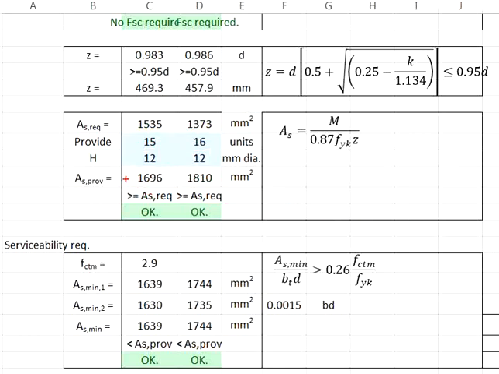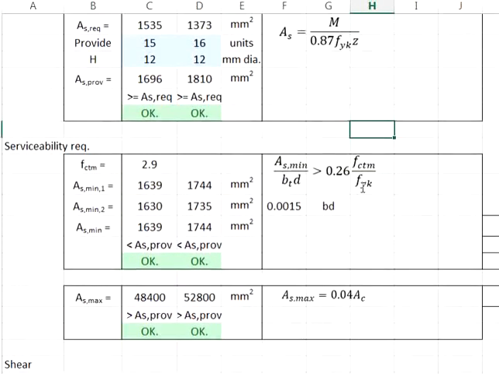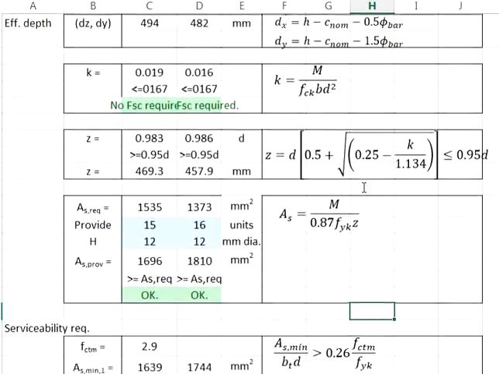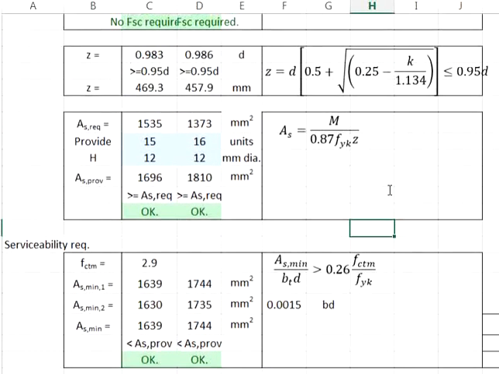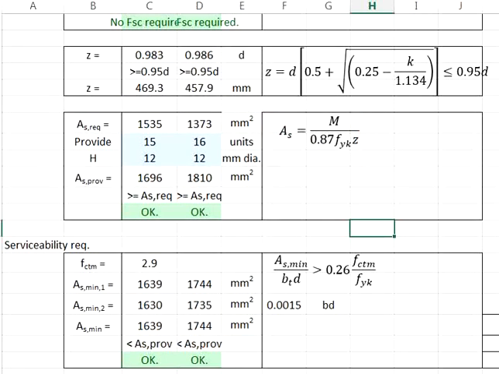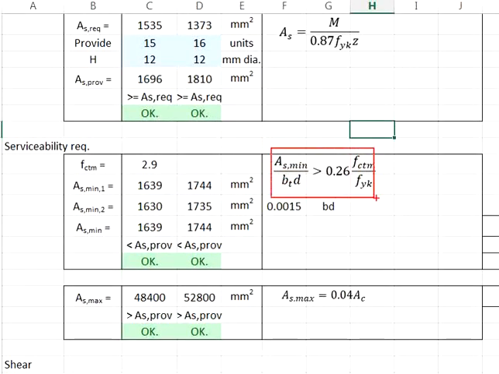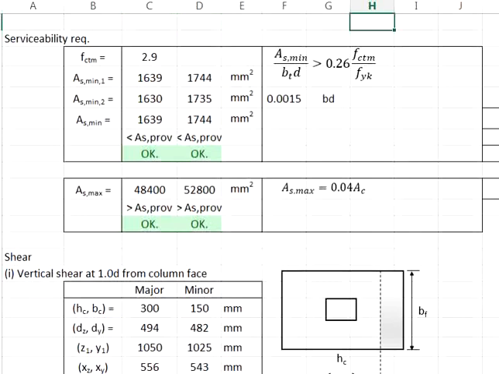Now you will have the As provided fulfilling the As required, as well as the As minimum. Up to this stage, you have your amount of reinforcement bar more or less confirmed, at least from the aspects of the moment resistance, the crack control, and not being over reinforced. We will proceed later to deal with the shear loads. That will be covered in the following videos. Stay tuned.